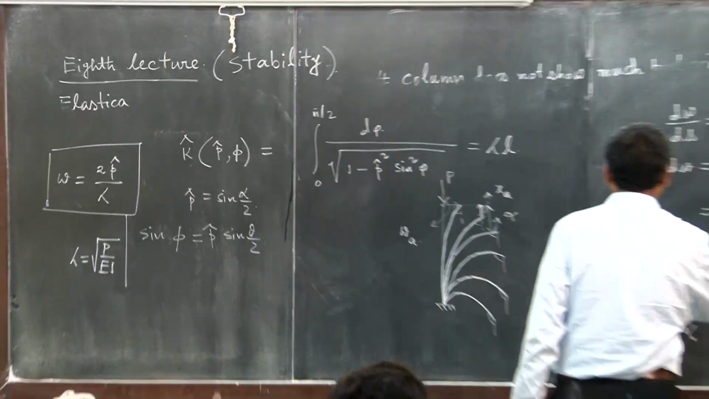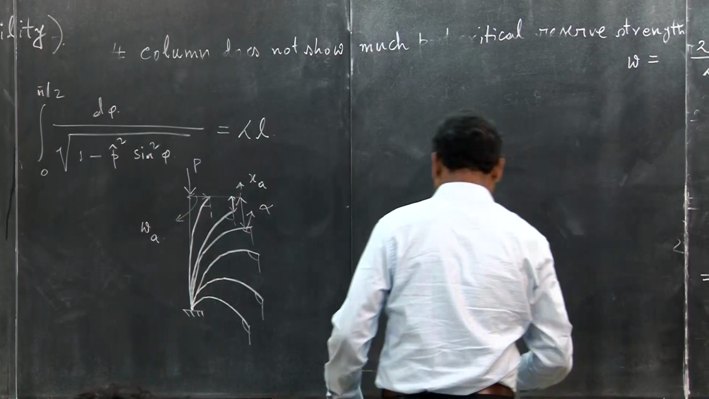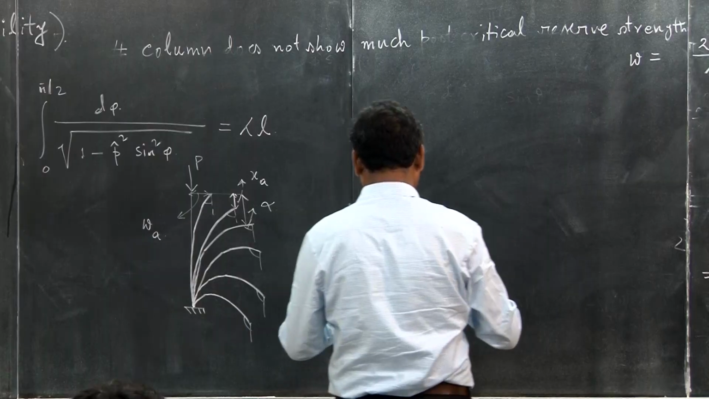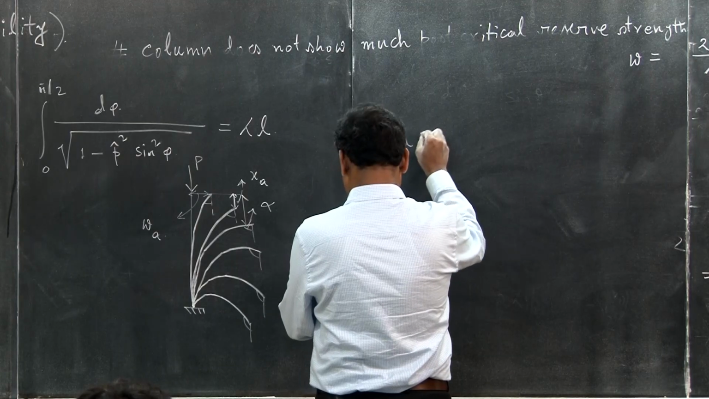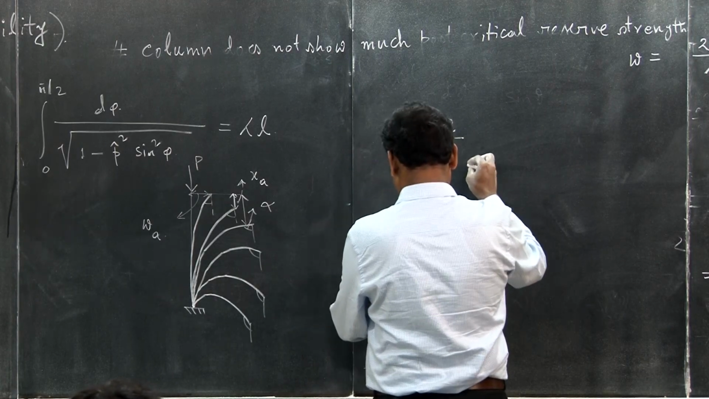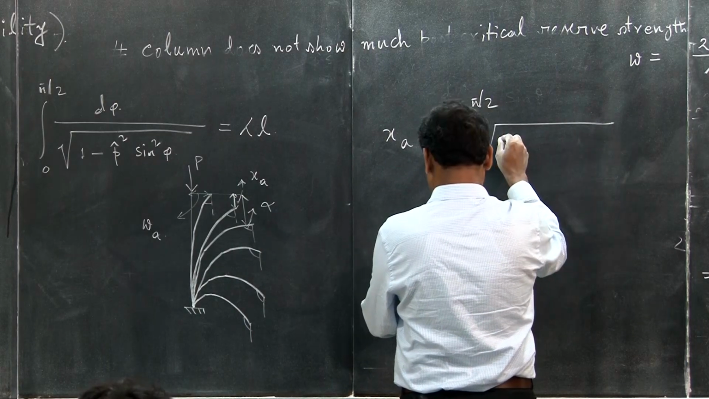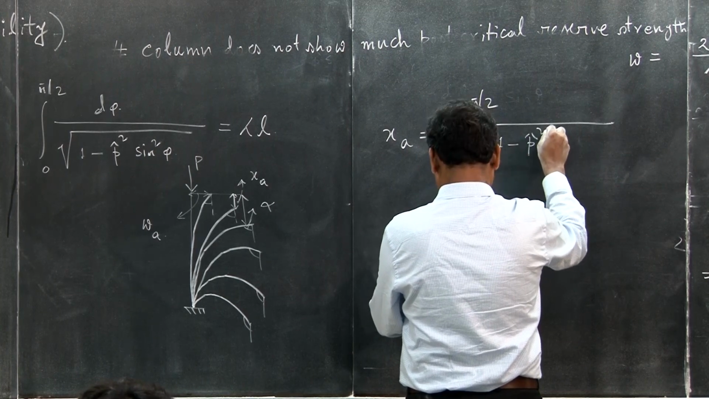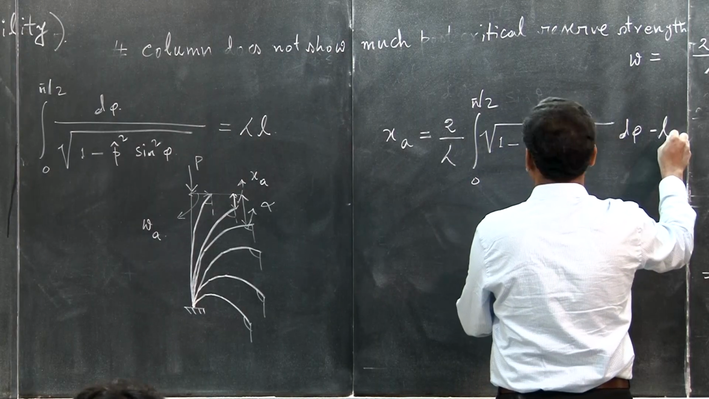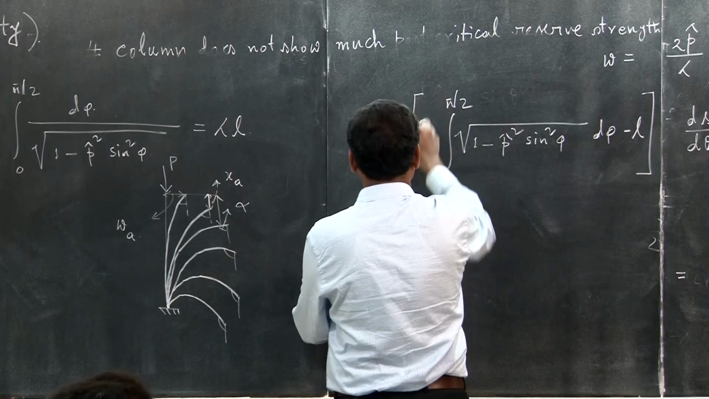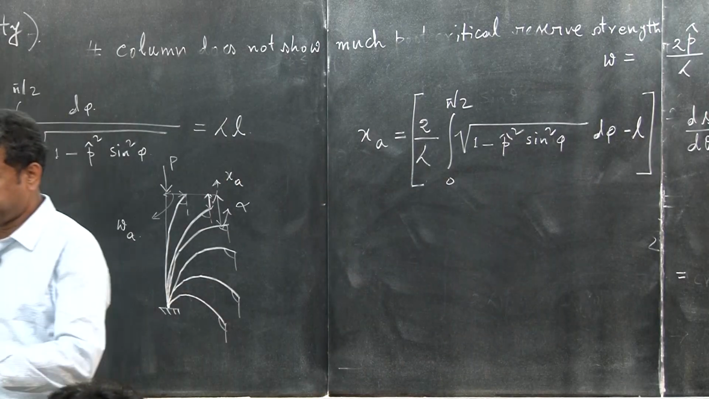Now, similarly, you can also find what is XA. So, this is the lateral deflection. Now, if you consider the axial deformation, XA will be, without deriving it, I am writing 2 by lambda integration 0 to pi by 2. Please note that this is an integral of the second kind, square root of 1 minus P cap square sin square phi d phi minus L. So, this is the elliptical integral of the second kind.